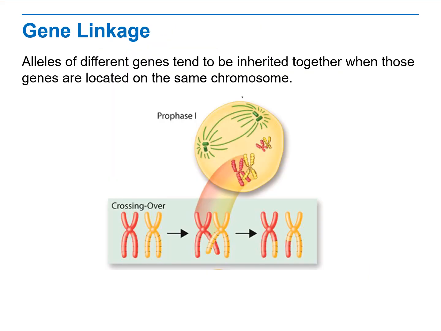Recall Mendel's principle of independent assortment. Mendel found that genes that are located on different chromosomes assort independently. But what about genes that are located on the same chromosome? Researcher Thomas Hunt Morgan, back in 1910, considered the question of whether genes on the same chromosome are genetically inherited together. He studied the genes of fruit flies and found that many genes were linked in a way that seemed to violate Mendel's principle of independent assortment.